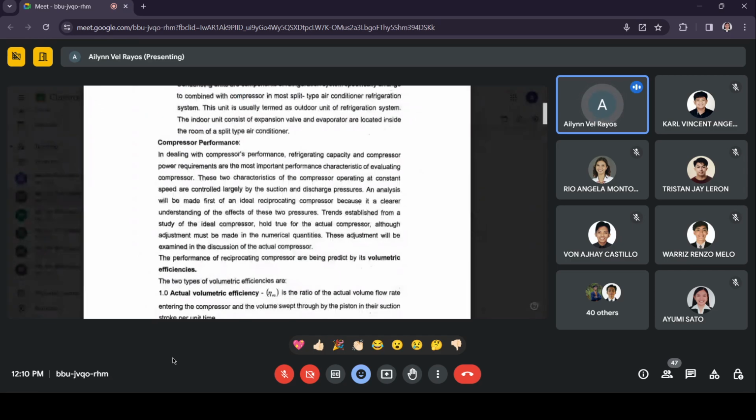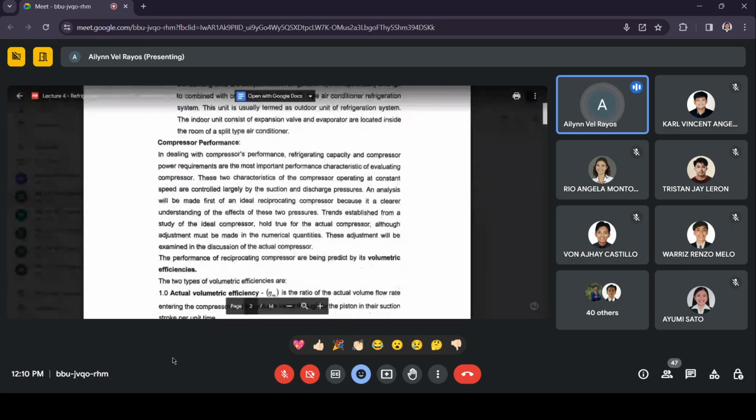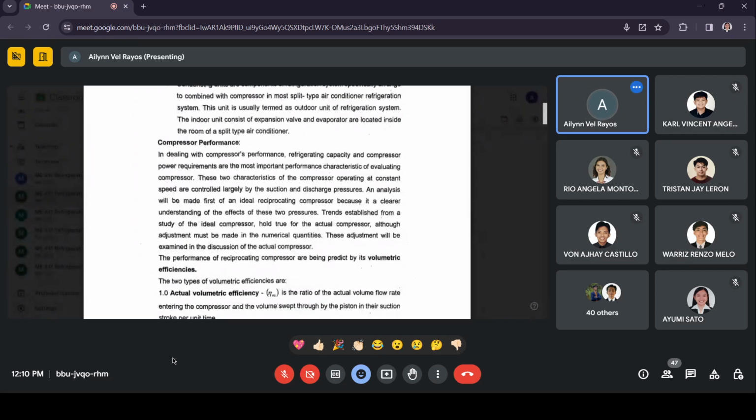So these two characteristics of the compressors operating at constant speed are controlled largely by the suction and discharge pressure. So an analysis will be made first of an ideal reciprocating compressor because it gives clearer understanding of the effects of these two pressures. Trends established from a study of the ideal compressor hold true for the actual compressor, although adjustment must be made in numerical quantities. So this adjustment will be examined in the discussion of the actual compressor.